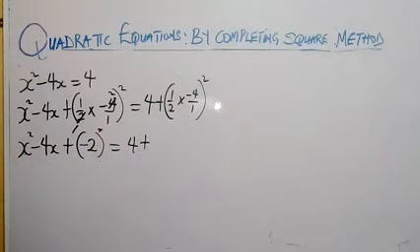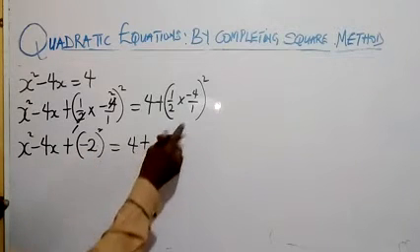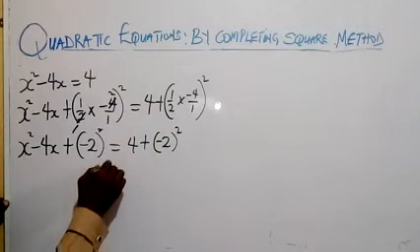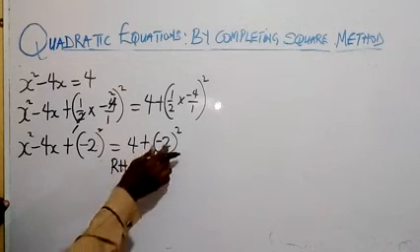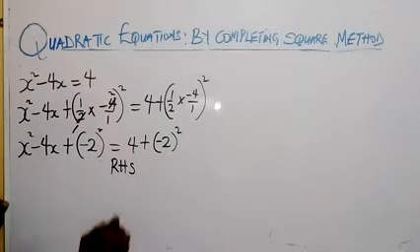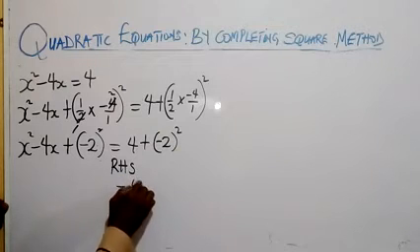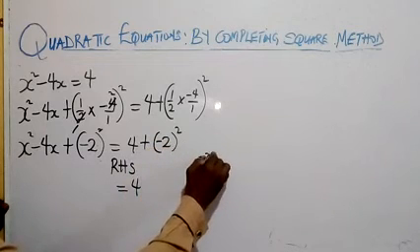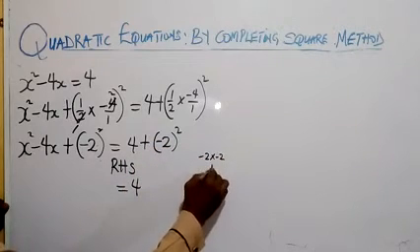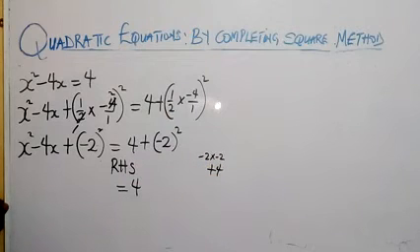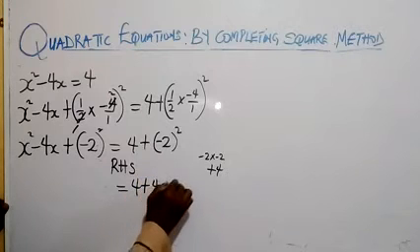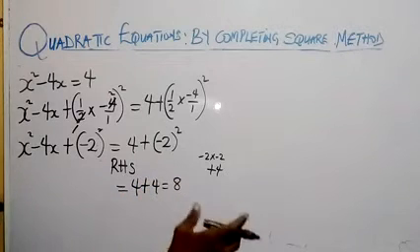Don't forget, the same thing on your right hand side. Do the same thing. We have minus 2 squared. Let's deal with the right hand side first and simplify it. On the right hand side we have 4. Minus 2 squared will be minus 2 multiplied by minus 2. Minus times minus is plus, 2 times 2 is 4. So we have plus 4. 4 plus 4 equals 8. So on our right hand side, our value is 8.